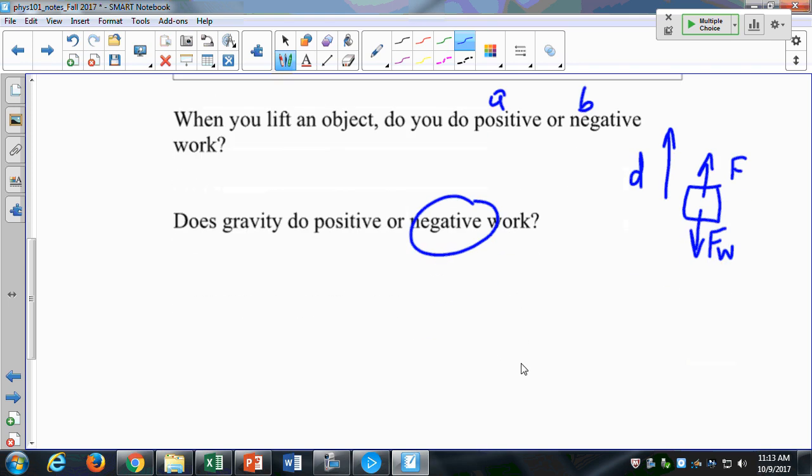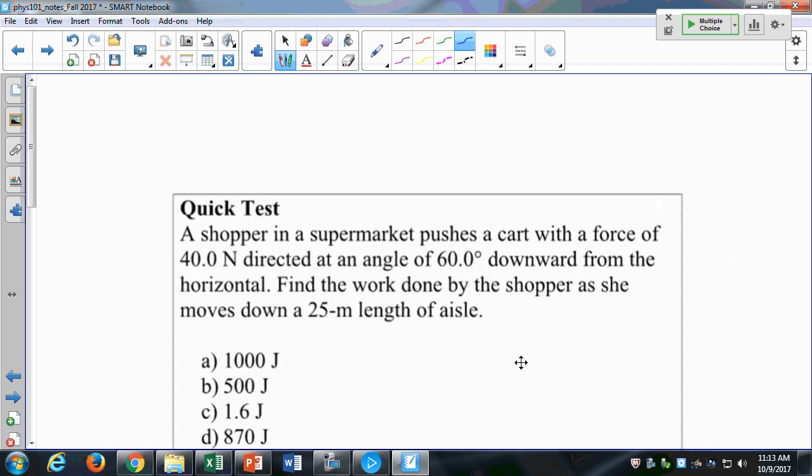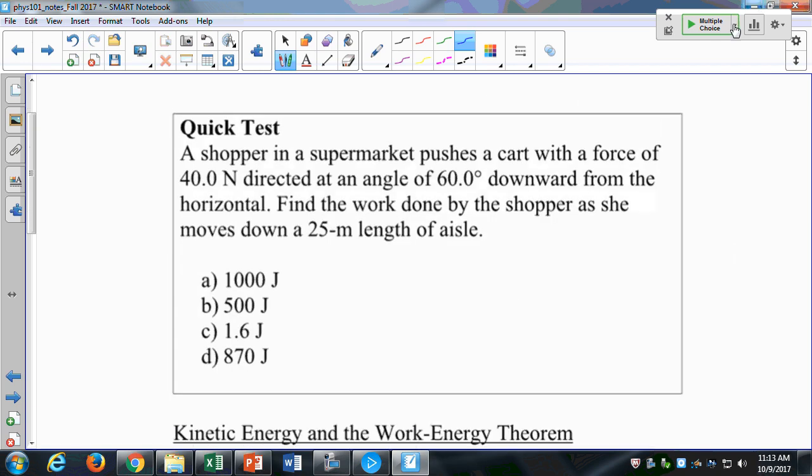Okie dokie, let's see. Let's try a little test question here, just calculating the work. Unlike when we were doing inclined planes where we had to finagle the angles, with work and energy, the angle that we'll use will always be the angle that's given. There's really not any way to do it.